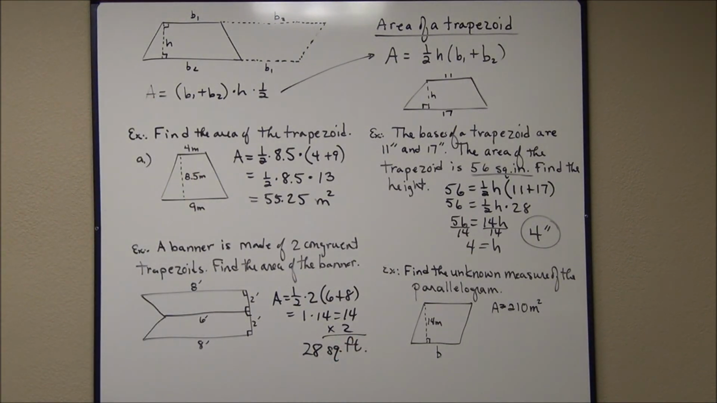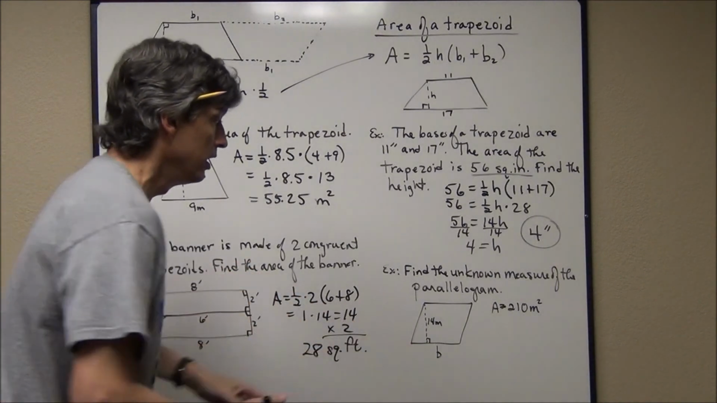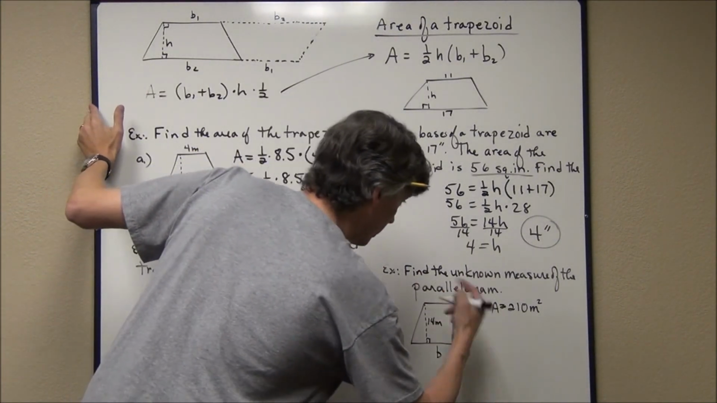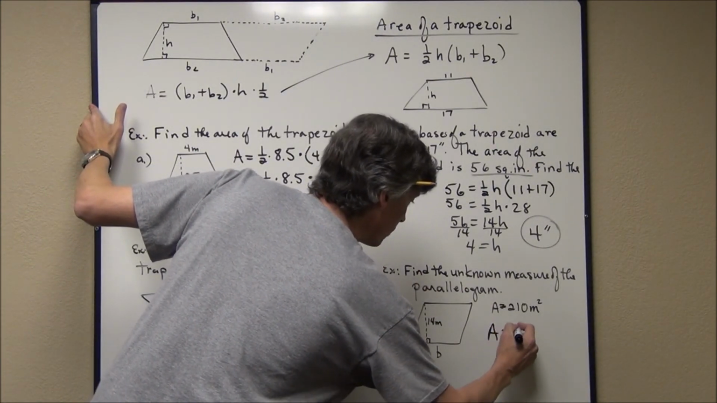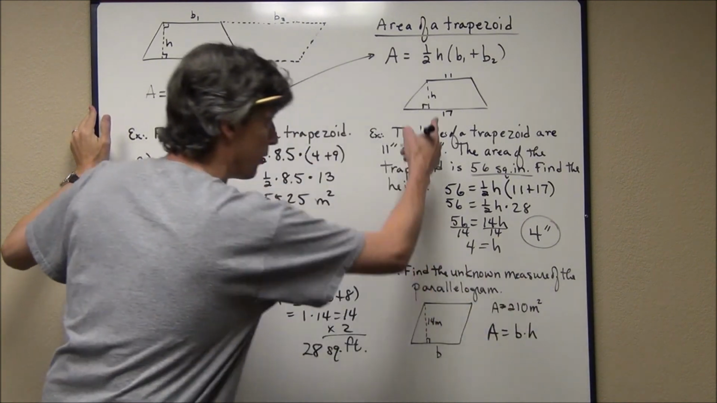Now this last example is a little bit like the one above it. I give you the area and I'm asking for a particular measurement, in this case, the base. So we go back to the formula, which was on the previous screen. Area equals base times height. This is simpler than this one.